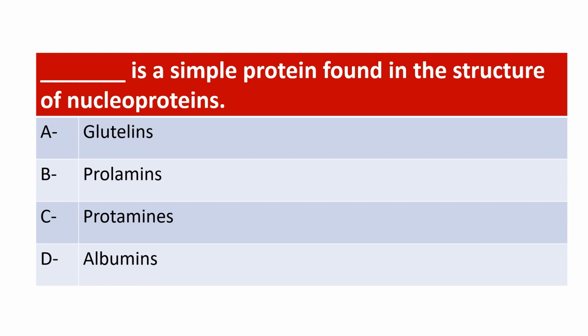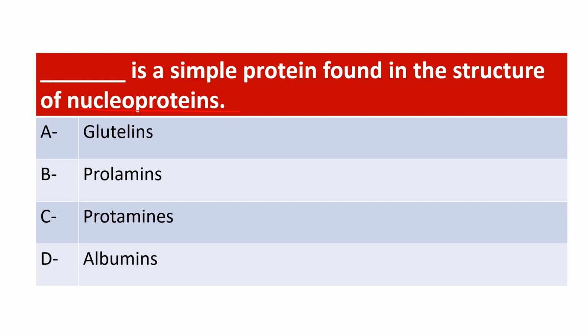Which is a simple protein found in the structure of nucleoproteins, meaning they are a component of nucleic acids, and these proteins form the nucleoproteins? They are simple proteins, composed of only amino acids. And you have the options glutenins, prolamines, protamines, and albumins.